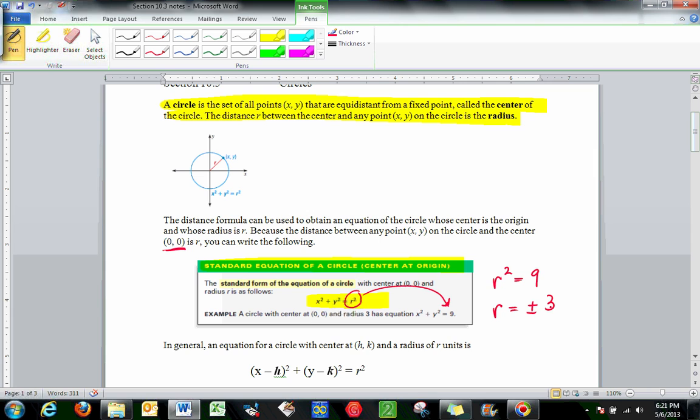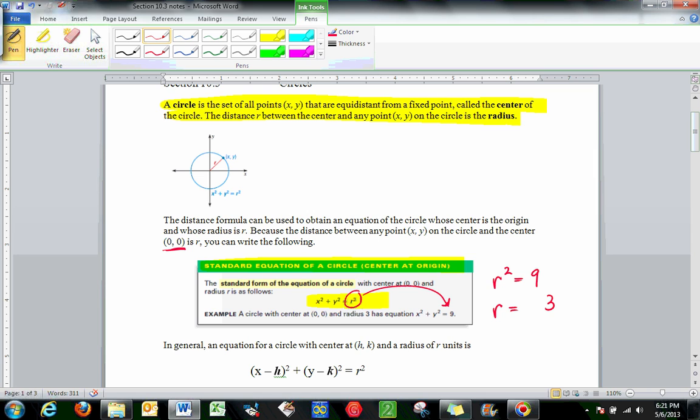Now, since we're dealing with distance, a physical property, we now know that negative 3 is not a viable option because we cannot have a negative distance. It must always be positive. So we can simply say that the radius is equal to 3 for that particular problem.